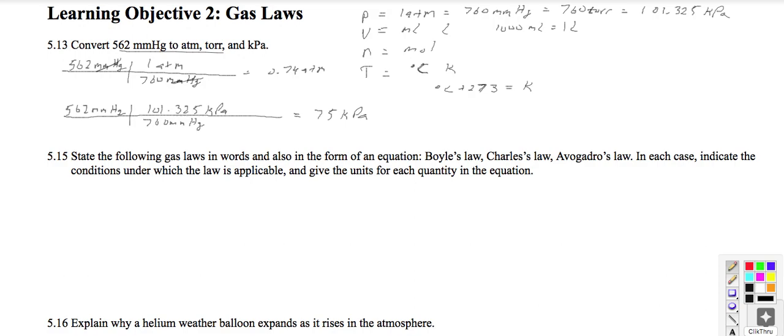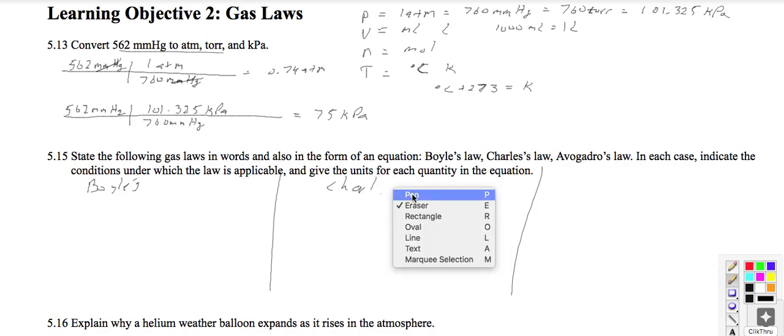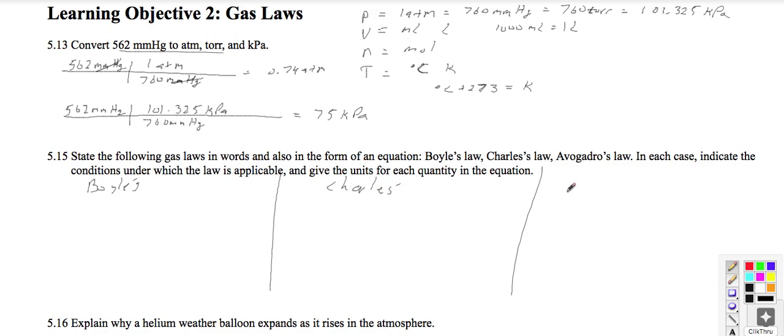All right. Number 15 here. Oh boy, there is a lot of stuff here. Let's see if we can organize it. Boyle's, Charles's, and Avogadro's. Let's do it this way. We have Boyle's, Charles's, and Avogadro's.